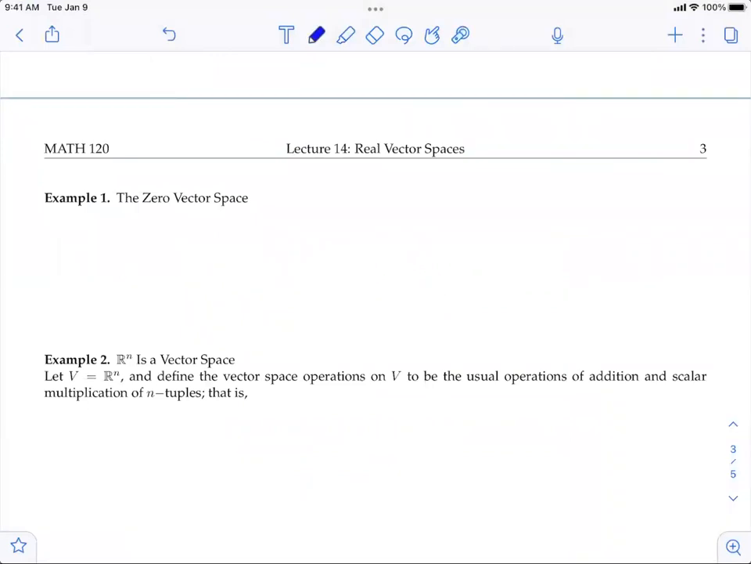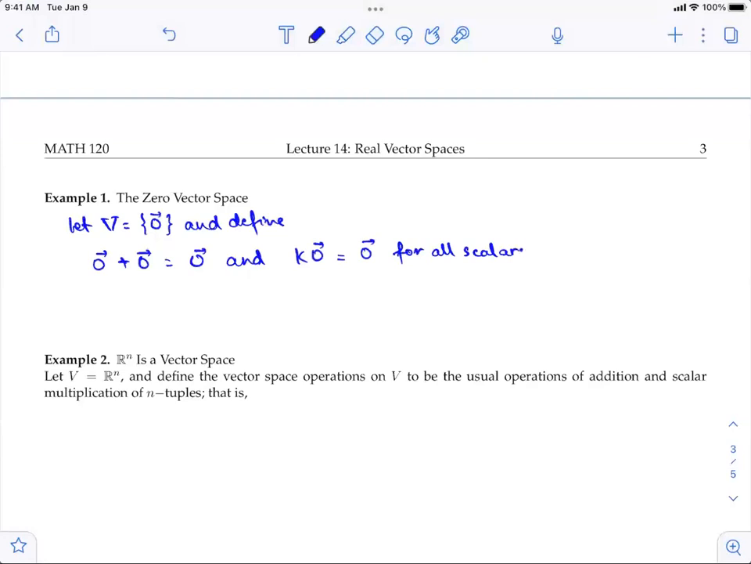If you let capital V be a set containing only the zero vector, and define the two operations, for vector addition, you have the zero vector plus another zero vector gives you a zero vector. That makes sense. And for scalar multiplication, k times the zero vector gives you the zero vector again, for all scalars k. So any constant multiplied with a zero vector gives you a zero vector back.